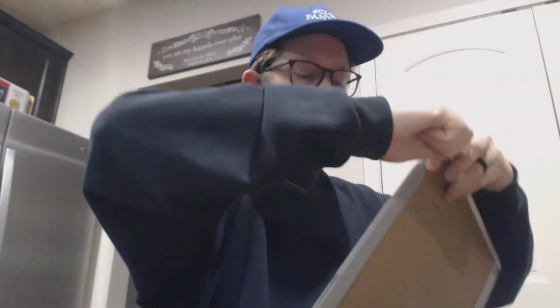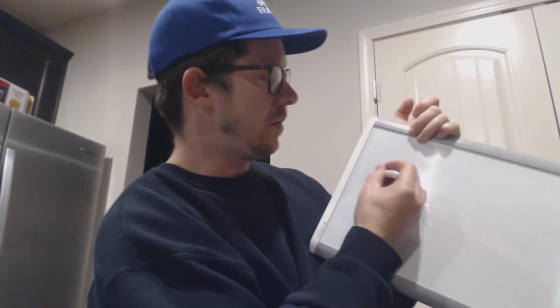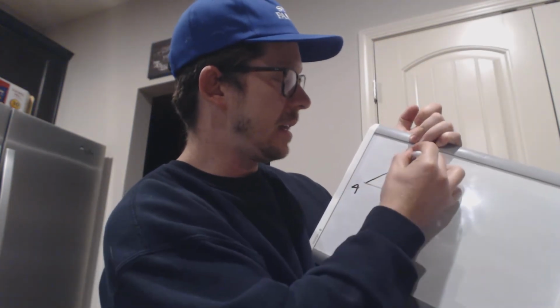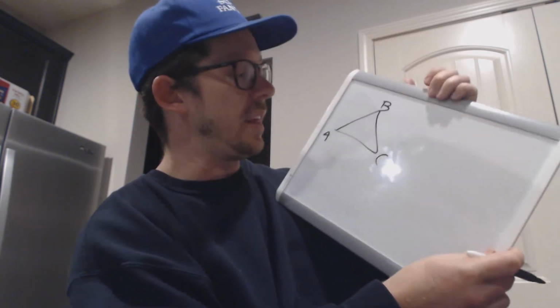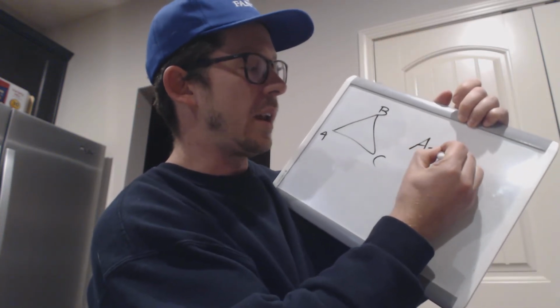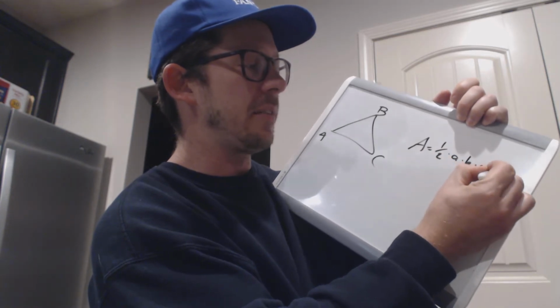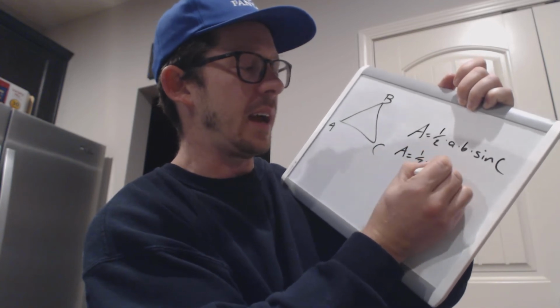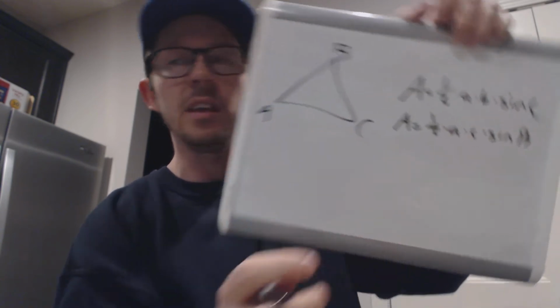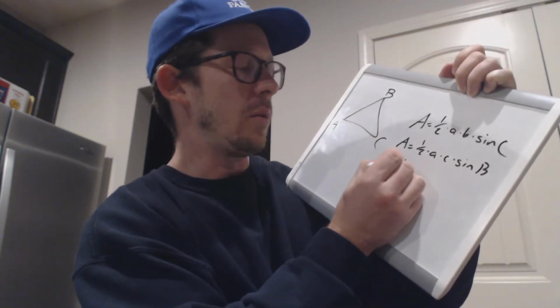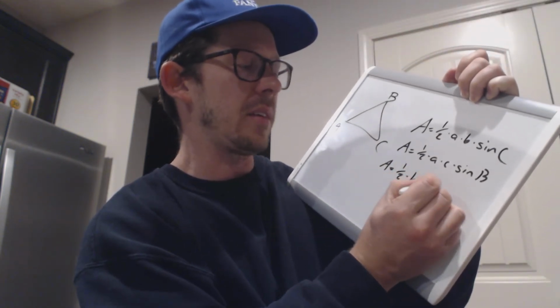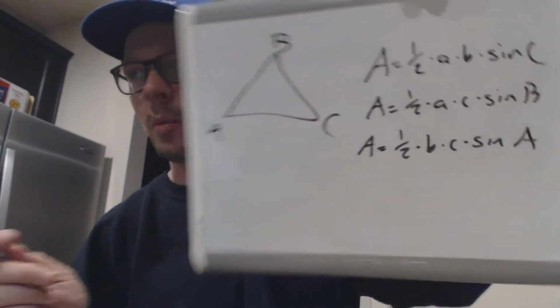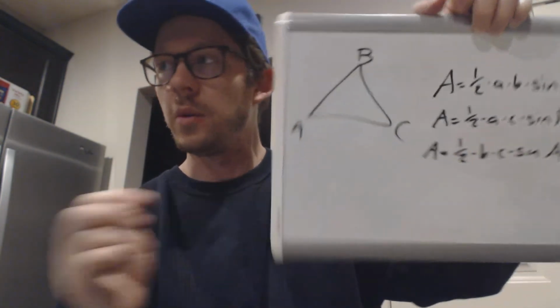So in triangle ABC, once more, if you want the area, you could take 1/2 times A times B times the sine of C. You would have the area. You could take 1/2 times A times C times the sine of B. You would have the area. You could take 1/2 times B times C times the sine of A. You would have the area. Remember, those are two sides with an angle sandwiched in between.